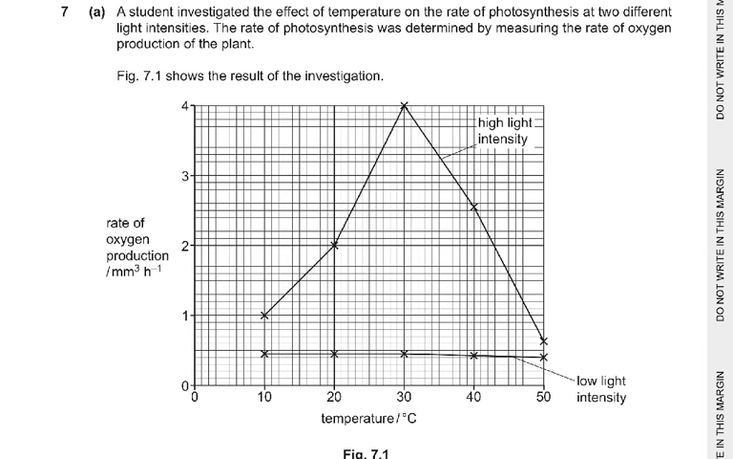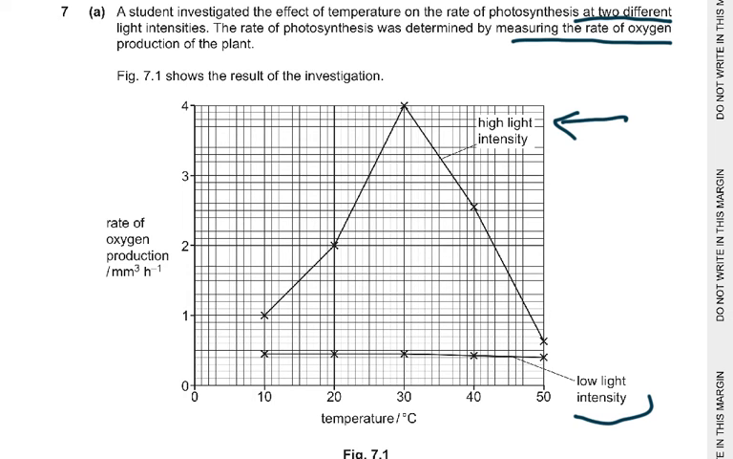Question number 7. A student investigates the effect of temperature on the rate of photosynthesis at two different light intensities. The rate of photosynthesis is determined by measuring the rate of oxygen production of the plant. Figure 7.1 shows the results. One is at low light intensity and one is at high light intensity. The rate of oxygen production is in millimeter cube per hour. At low light intensity, it is very little, less than 0.5.